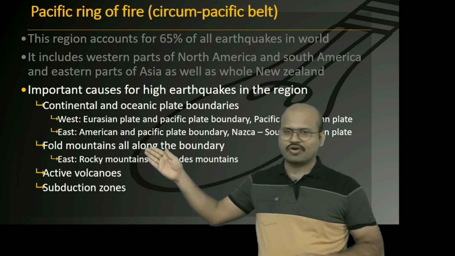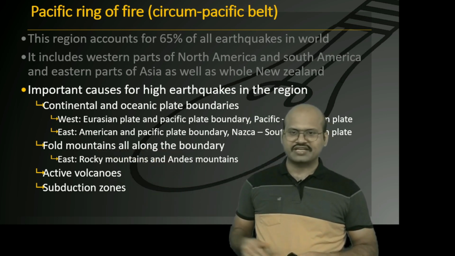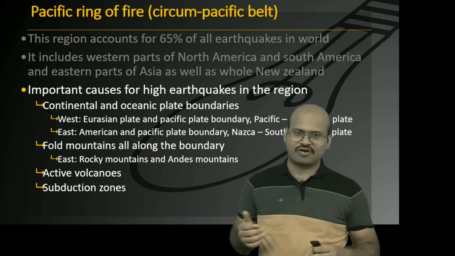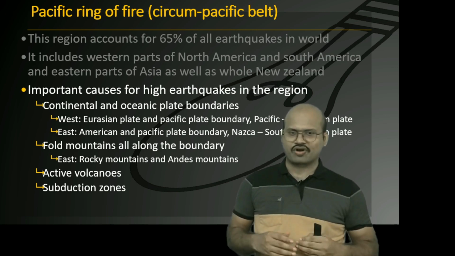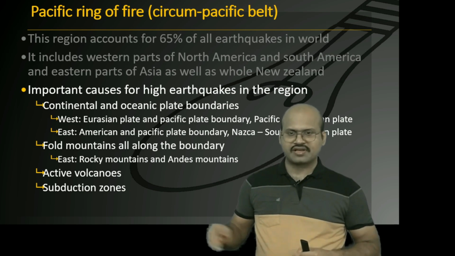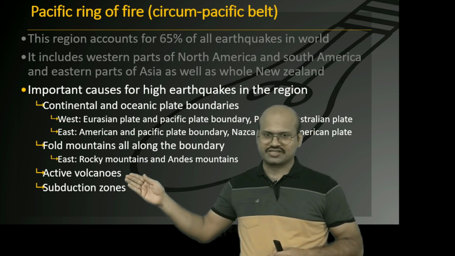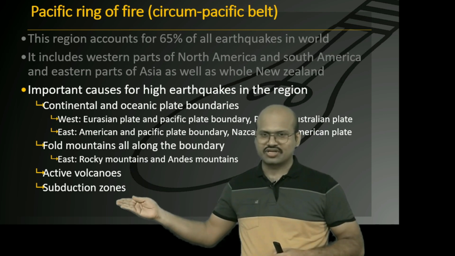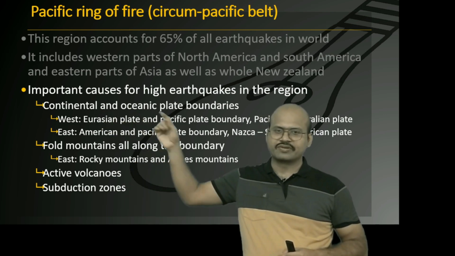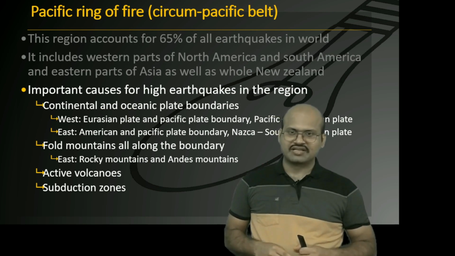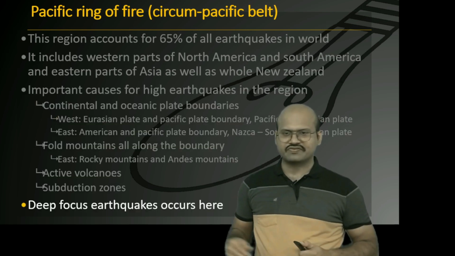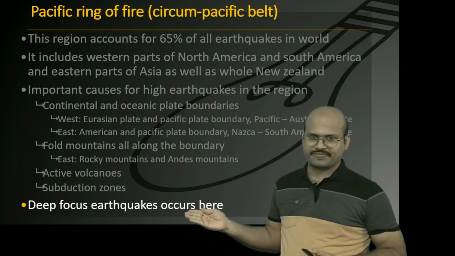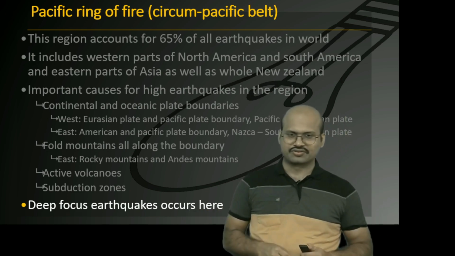Fold mountains are formed all along the boundaries. Now we see that Rocky Mountains, Andes Mountains are formed around these boundaries. Now where fold mountains are created, the land mass is under huge pressure and faults may occur here, which could create earthquakes. There are a large number of active volcanoes in this region, as well as subduction zones at the continent and ocean plate boundaries, and because of these regions the Pacific Ring of Fire is a very seismically active zone, and because of this we see deep focus earthquakes occur here because of the subducting zones.